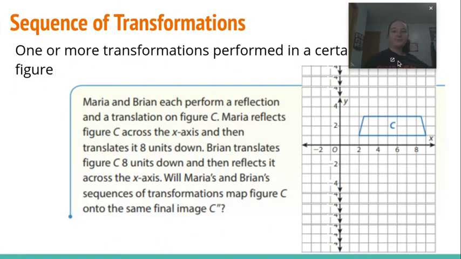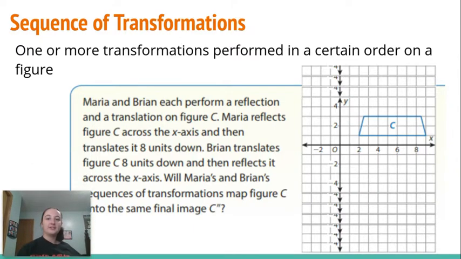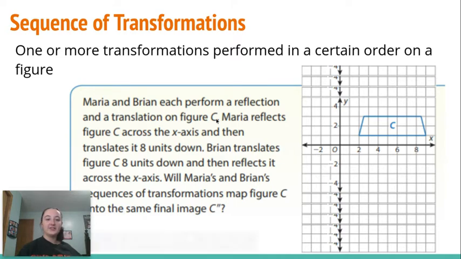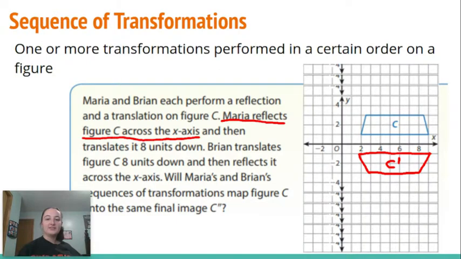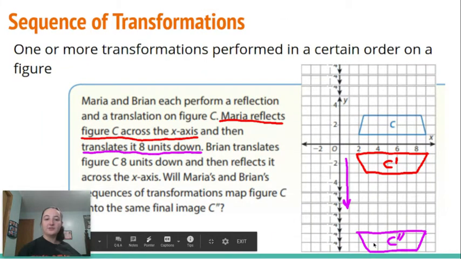So when we have a sequence of transformations, that means we have one or more transformations performed in a certain order on a figure. For our example here, we see that Maria and Brian each perform a reflection and a translation. It starts with Maria reflecting figure C across the x-axis, like so, and then she translates it 8 units down, like so. So this would be the final image for Maria after she reflected and then translated it 8 units down for each of her points.